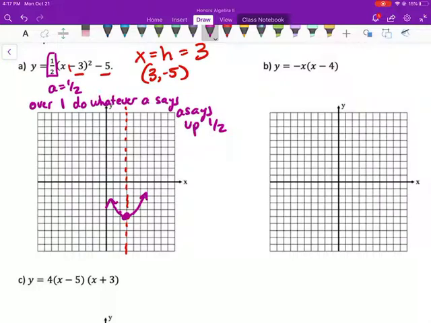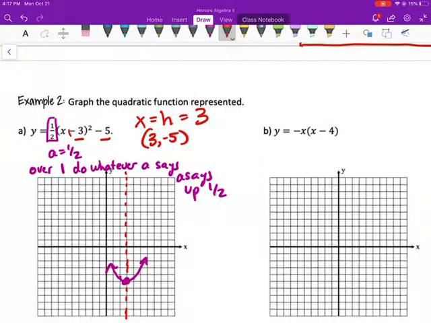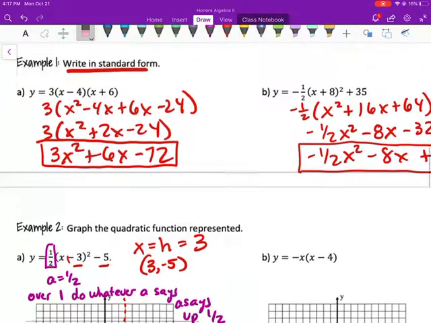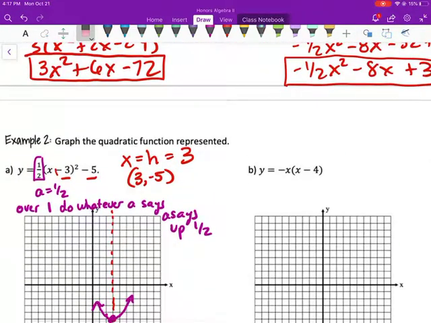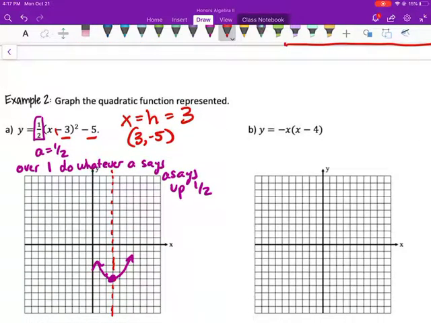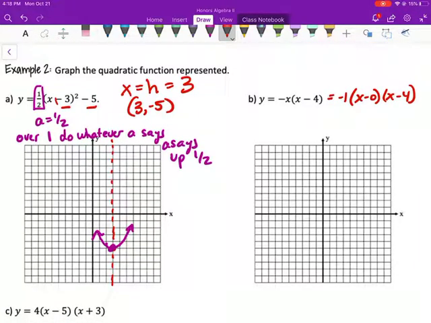Now, on the other end, I have B. B is kind of hidden, but this one is not in vertex form because of not having an x squared here. So since it's not in vertex form and we're practicing the other forms, we know that it's actually an intercept form. So since it's an intercept form, we need to know what our P's and our Q's are. So what it's actually saying here, if I rewrite it, is negative 1 times x minus 0 times x minus 4. So in this case, my P is 0 and my Q is positive 4.